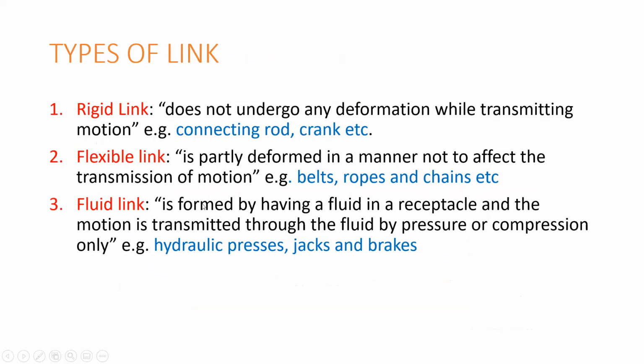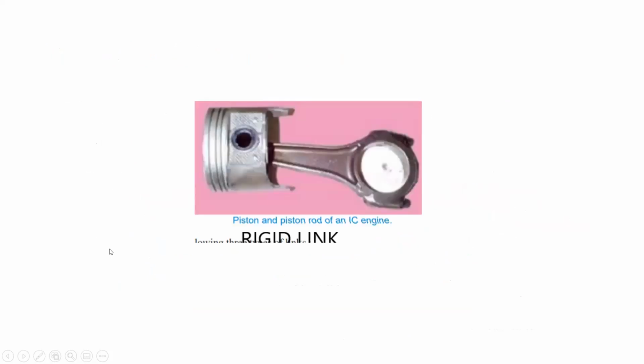Okay, so these are the examples of types of links. It is the example of rigid link. Then it is the connecting rod which is connected to the piston. This rod can have angular motion here like that. So actually these are two separate links. It is the piston, and this one is the cylinder.